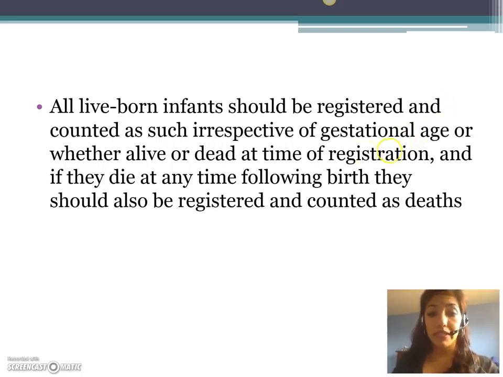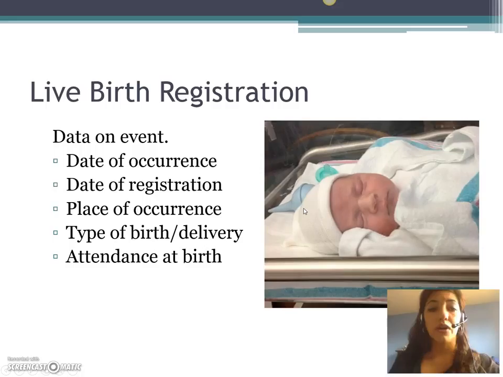Now, all should be counted regardless if they're alive or dead. It's just if they're alive, they get counted as a live birth, and if they're dead, then they get counted in the infant death rate. If they die anytime following the birth, after being a live birth, then they have to be registered and counted. Even if it's minutes or hours after, they get counted as a live birth and then get counted as a death. So a live birth registration, what goes on there?